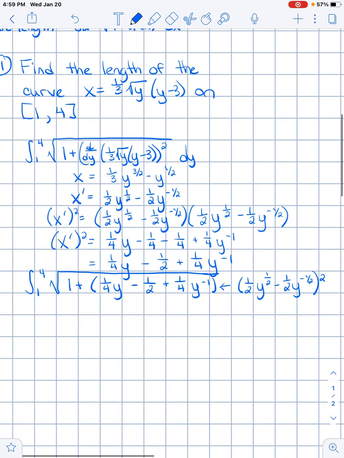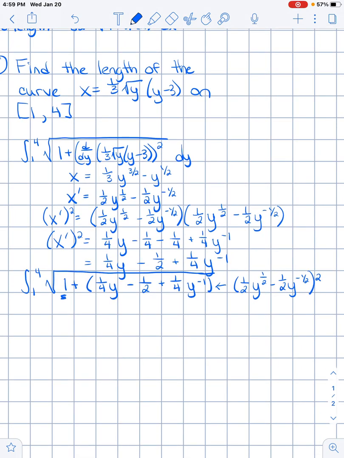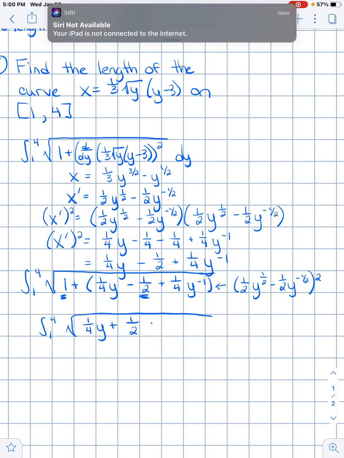So let's now simplify what's under this radical, because somehow we're going to have to find the antiderivative of this. And with that radical, things just look really scary. So let's simplify what's under the radical. I can do 1 plus all that stuff in parentheses. So I've got some like terms. I can add this 1 and this negative 1/2 together. And when I do that, I end up with this. 1 minus 1/2 is positive.